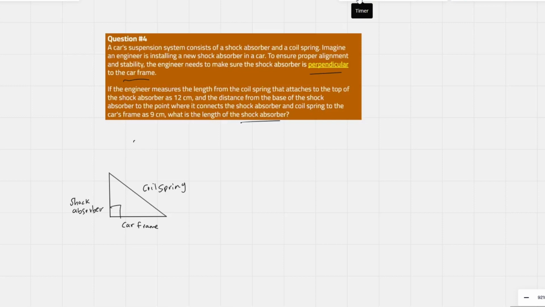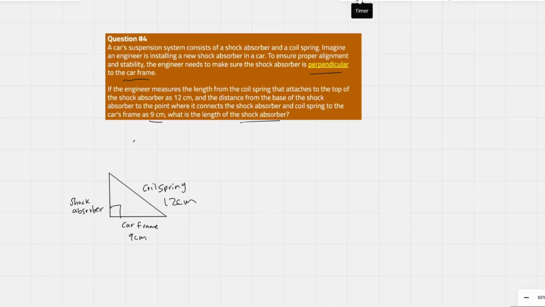It says that the length of the coil spring that attaches to the top of the shock absorber, from top to top, is 12 centimeters. So this coil spring is 12 centimeters. And then it says the car frame is 9 centimeters right here, right? This car frame is 9 centimeters right there. So the car frame is 9 centimeters.